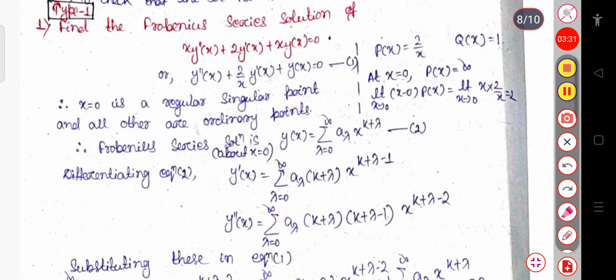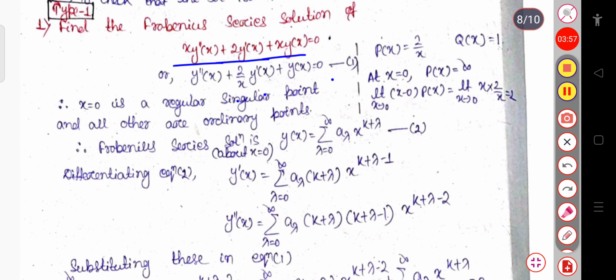So let us first consider the question x y double prime of x plus 2y prime of x plus x y of x equal to 0. And here you can see the y double prime of x coefficient is x. So you have to divide throughout the equation by this term, so that it will be y double prime of x plus 2 by x y prime of x plus y of x equal to 0.